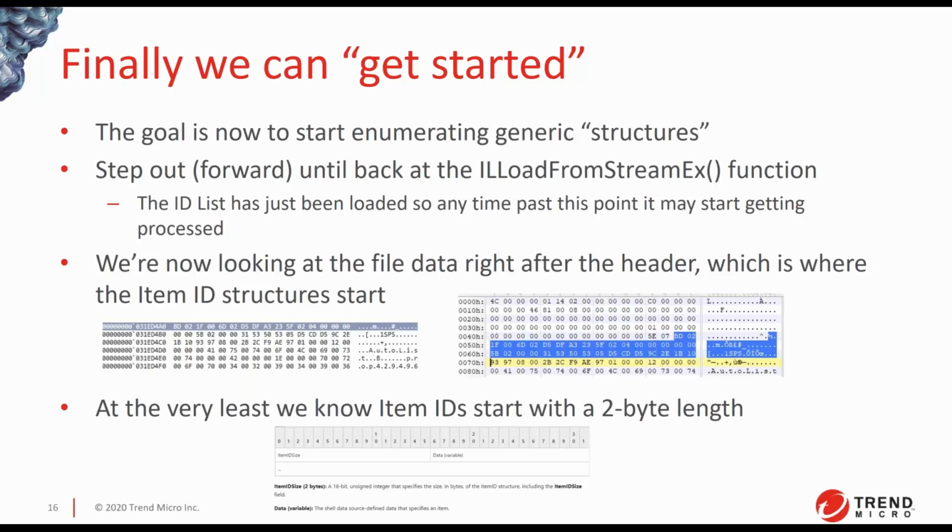So that's basically all the chunk of data that follows that's considered part of the ID list is going to be contained within that many bytes. And just a side note, these are in little endian byte order, so really it's hex 75E and hex 2BD. So right now, at the very least, we do know item IDs start with a 2-byte length. So we also know that that hex 2BD is the length of our item ID, even though we don't know what's in that item ID.